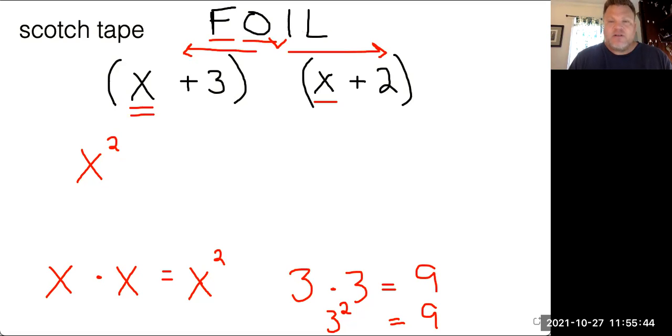That means X and positive 2. Well, we just Scotch tape them together, and they become positive 2X. How much math is that? None. We just tape them together, and they sit there for a second. Then we do the inside ones, and that is positive 3 and X. So that is Scotch tape time, positive 3X.